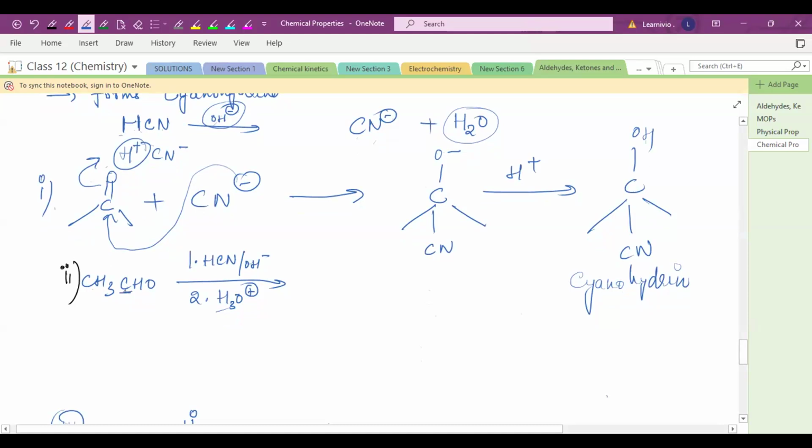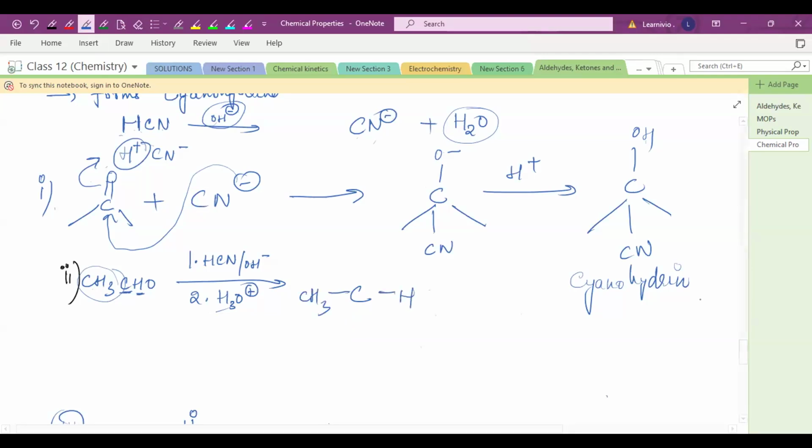What you're supposed to do: see this carbon, just write down this carbon. Now, how many groups does this carbon have? It has a CH3 group, so just write down the CH3 group, and it has one hydrogen. Just a second, let me draw it like this. So it has one CH3 and one hydrogen.